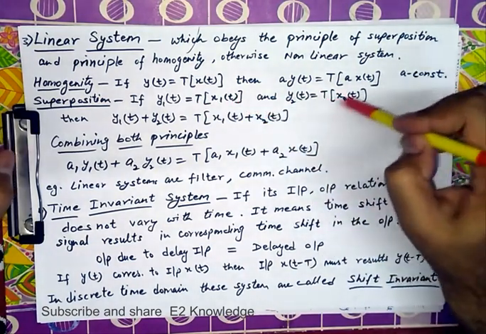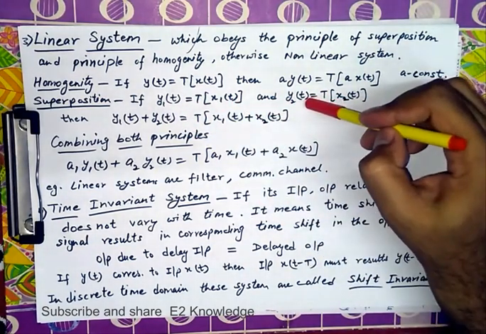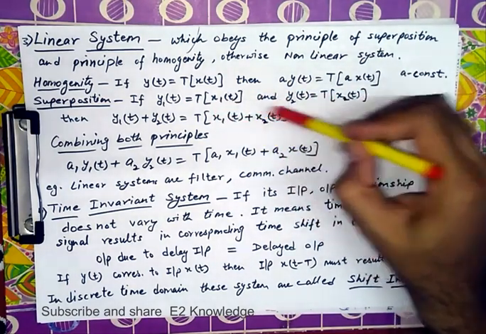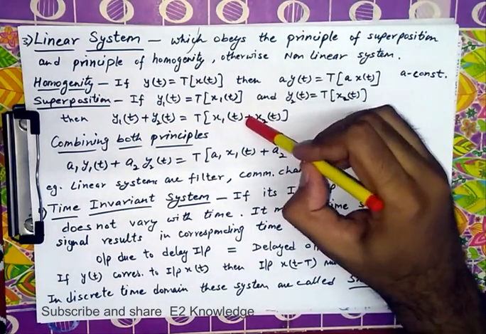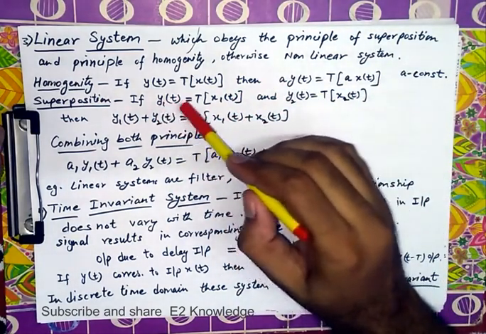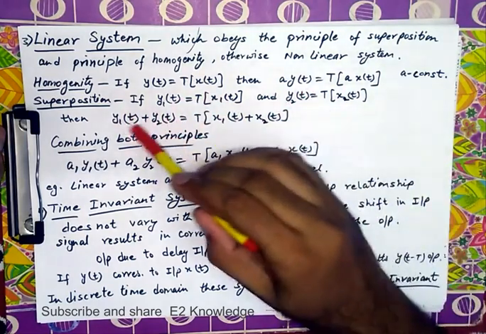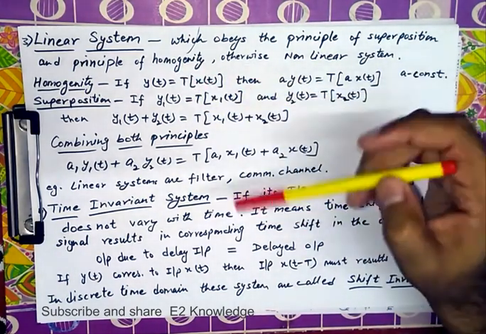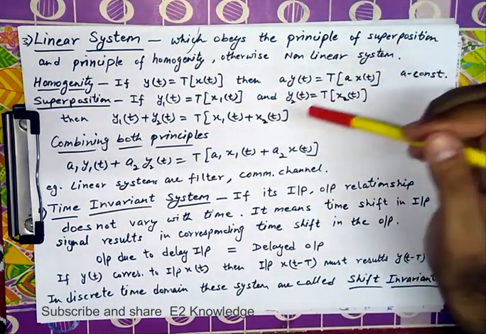Similarly, the superposition theorem says that if an input x1(t) is applied to the system causing output y1(t), and in the same system a second input x2(t) is applied resulting in output y2(t), where the system T is the same but the two inputs are different, then if we apply the sum of both inputs to the system, the response will simply be the addition of both individual outputs. This is the superposition theorem. So linear systems are those which follow the property of both.